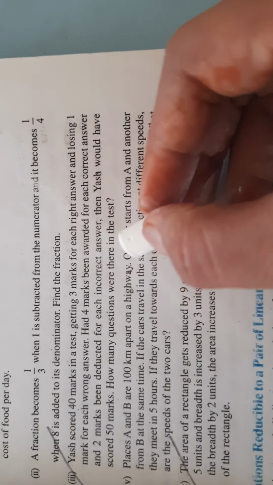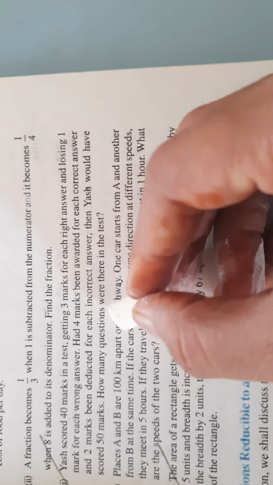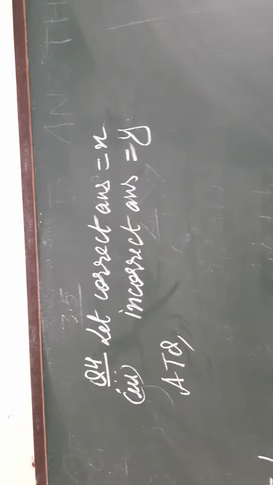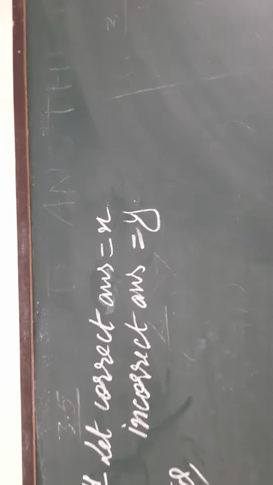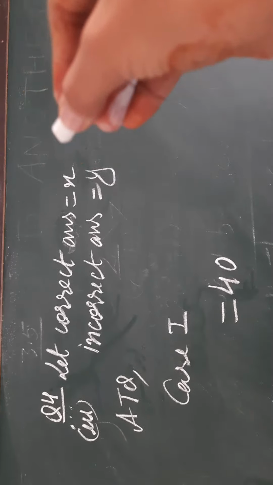How many questions were there in the test? Dear students, there are a few correct questions and a few incorrect. So what will be the statement? Let the correct answers be x and incorrect answers be y. In the first case, Yash scored 40 marks, right? Yash scored 40 when he got 3 marks for each correct answer.